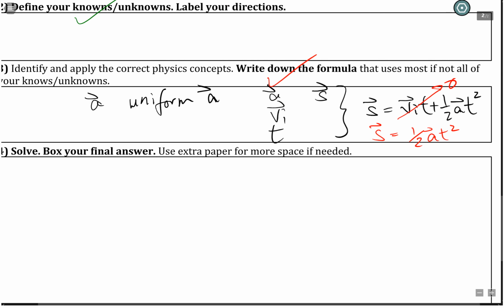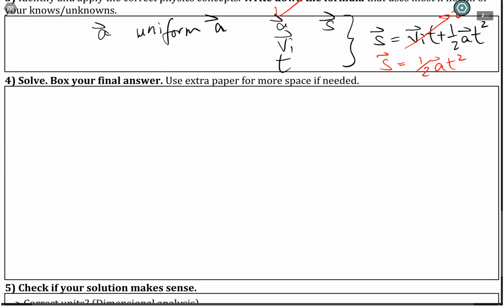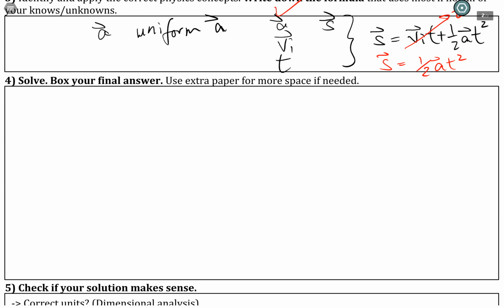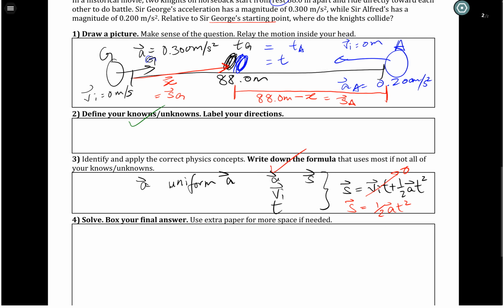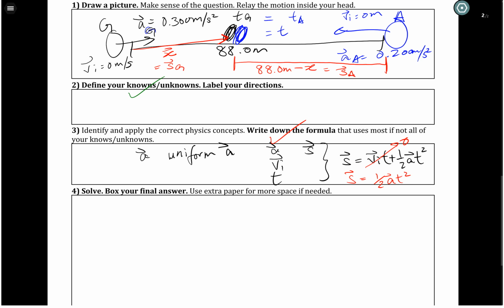We've identified our formula. Number 4, we're going to solve the question, and we're going to box our final answer. What we know is that the T for Sir Alfred and Sir George is the same. Let's see if we can write an equation using the one we found above to represent each of these characters.